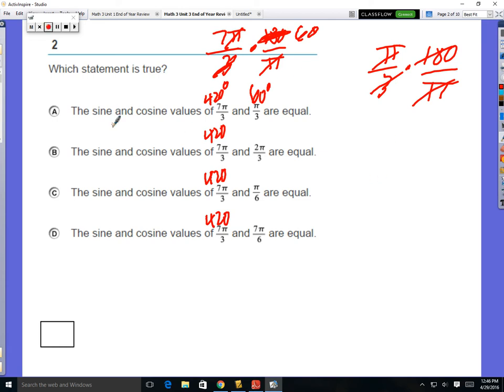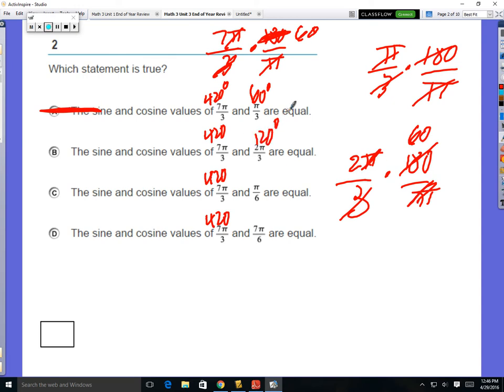So here we go. On my calculator, the sine and cosine of these should be the same. Type in sine of 420, and that gives me negative 0.826. Now I type in the sine of 60, and that is not the same. So it's not that one. Okay, now 2 pi over 3 times 180 over pi is going to be 60, and 60 times 2 is 120. So let's try B. Sine of 420, enter. Sine of 120, enter. Those do not match up. Well, it's not looking like it's B.